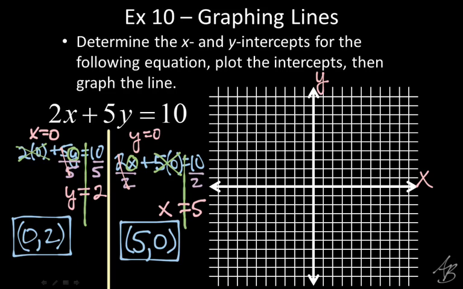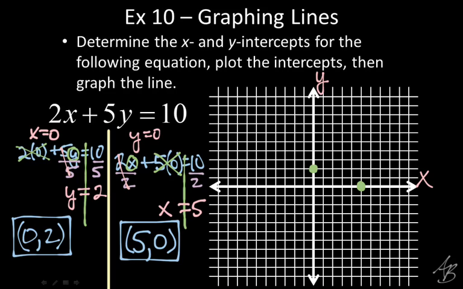0, 2, where is it? From the origin we go up 2. And then 5, 0. From the origin we go right 5. So there's your 2 points, your 2 intercepts. And we're going to use those 2 intercepts to draw our line.